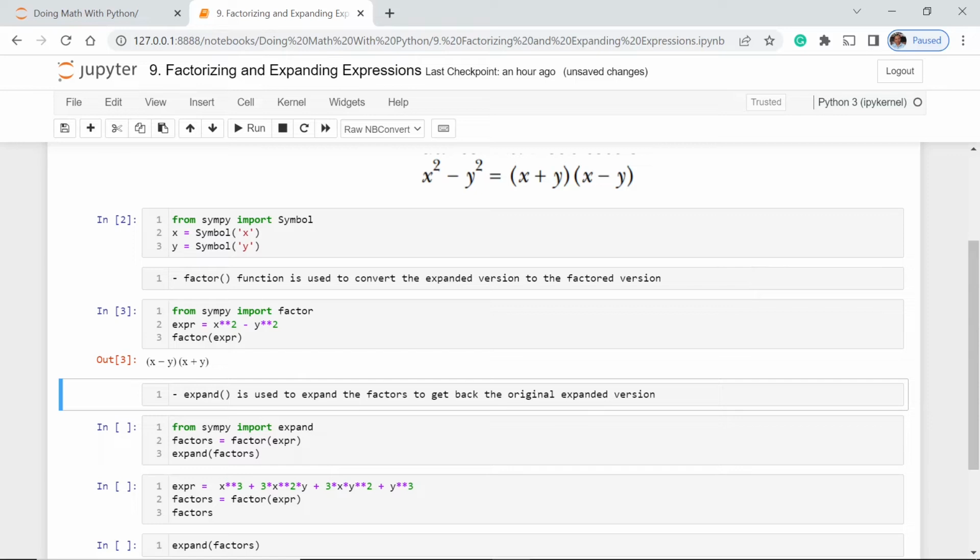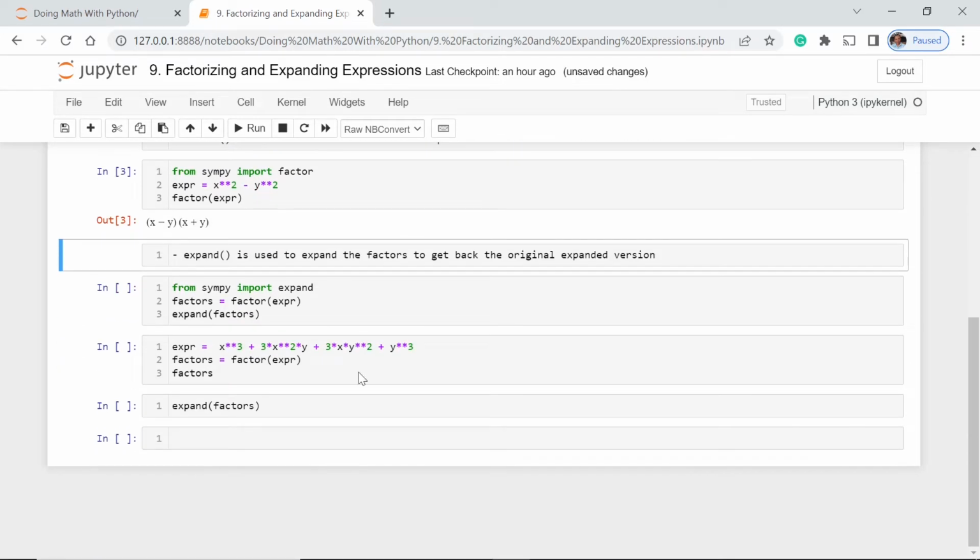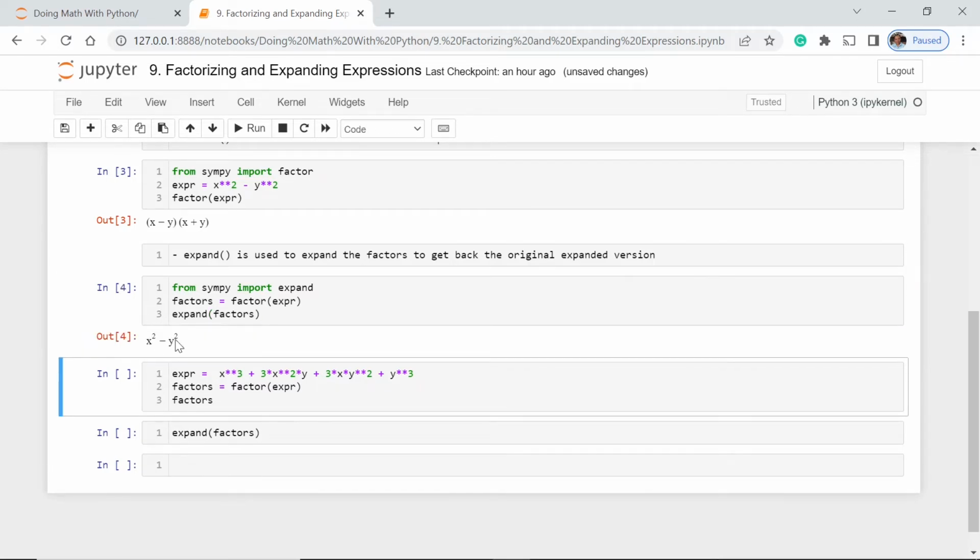Now we want to go back to the original expression. With that, we are going to use the expand function. The expand function is used to expand the factors to get back the original expanded version. Just like with factor, in this case we import expand from SymPy, and factors is equal to factor(expression). We're just calling this again, and we expand the factors. So let's execute this. Now we have the original form.